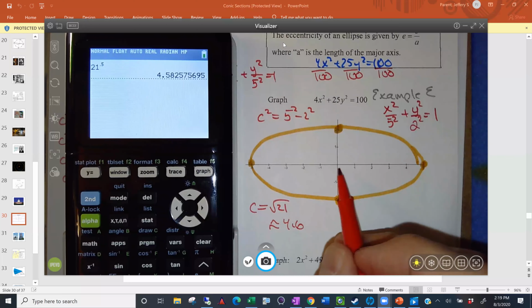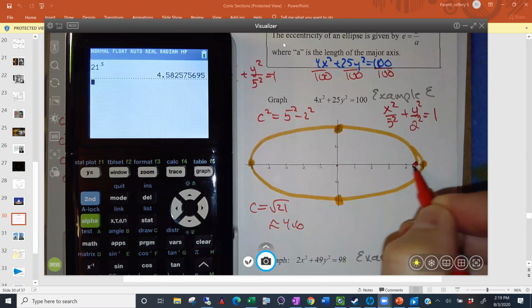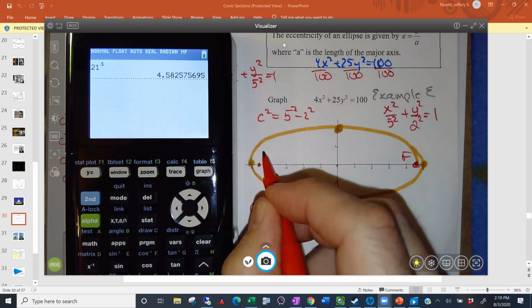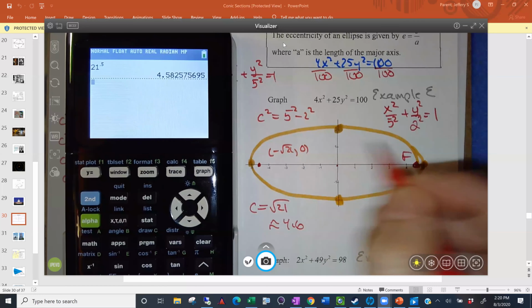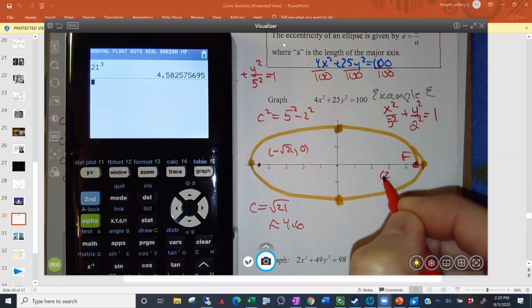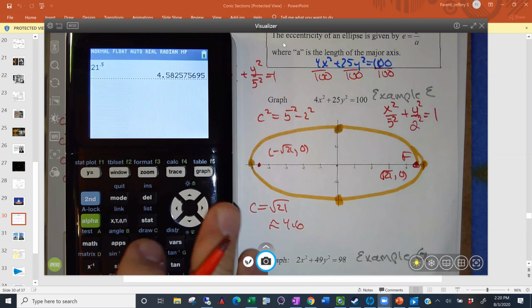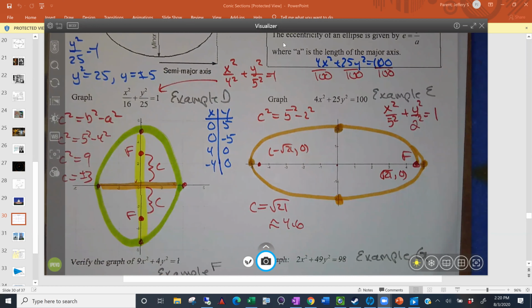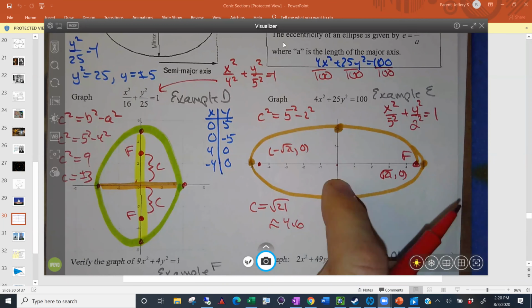So in the x direction, start out at the center, move 4.6. It's going to be about there. And negative 4.6 is going to be about there. So that would have coordinates of negative root 21 and 0, and positive root 21 and 0. Looking okay with example E here.